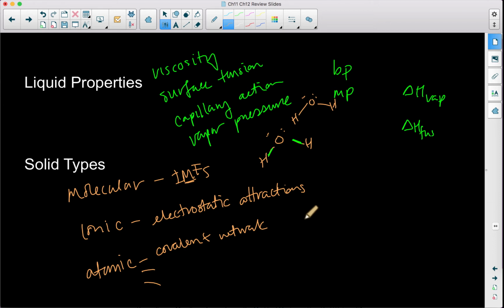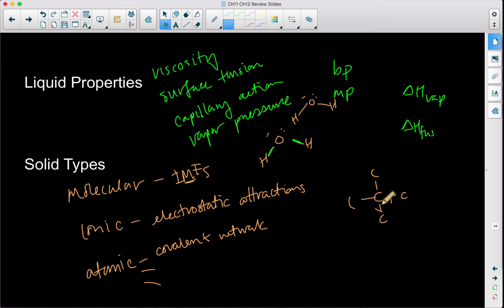Where like in a diamond, every carbon is bonded to other carbons, which are then bonded to other carbons, and they are all held together by covalent bonds. Covalent bonds are stronger than intermolecular forces, which is why when we melt water, for example, we don't break this OH bond, we just separate one water molecule from its neighbor.